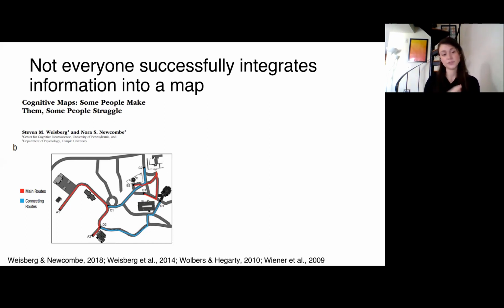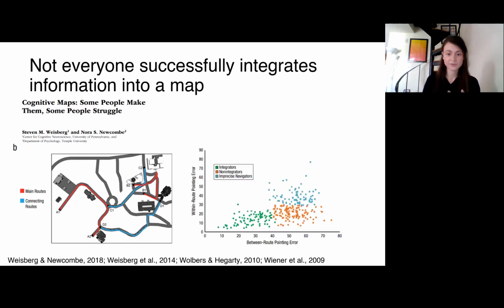What you can do with these pointing data then is to calculate the error of each pointing trial. So lower error would be better. And what they found was that there's a gradation in how well people can do this task. Some people, who they call integrators, are very good at both of these tasks. They have a very integrated representation of the environment, and everything is fully cohesive in their minds. But then some people really can't put together a cohesive map, even when they're on the same path. So it suggests that some people really can't create a cohesive map in their minds.